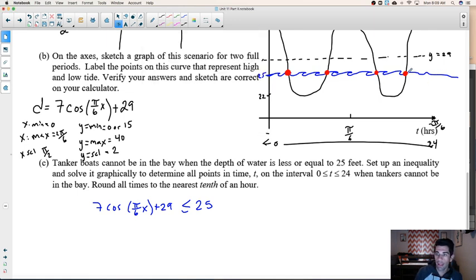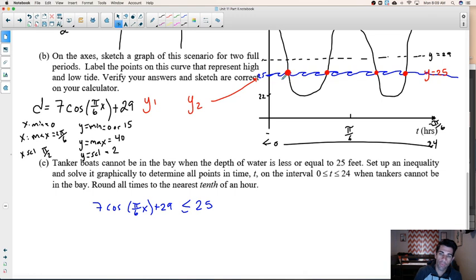Now, what line did I just draw? That's at y equals 25. So if you went into your calculator, and this we already put in y1, and I put in y2, 25, you would have a line that goes across here. Remember, this is that midline that doesn't really technically exist there. And then you would have 4 points.